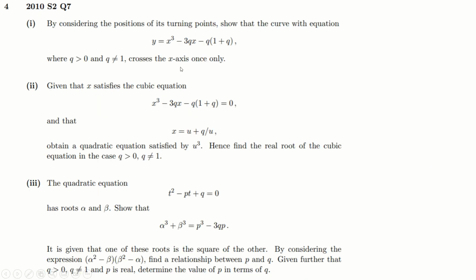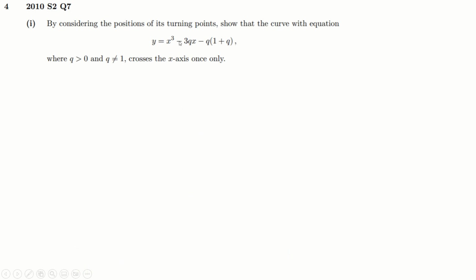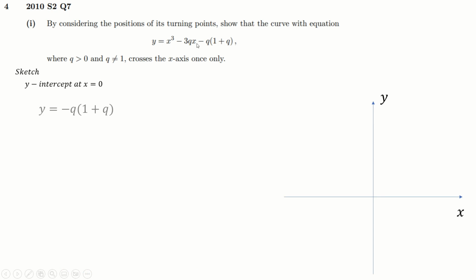The second question then is this thing here. So let's start with the first part. By considering positions of turning points, show that the curve has only one root, essentially. So okay, let's get the makings of a sketch going here. For very large values of x, this is obviously very large. I mean, it's just a positive cubic, right? So it goes from here down to here.